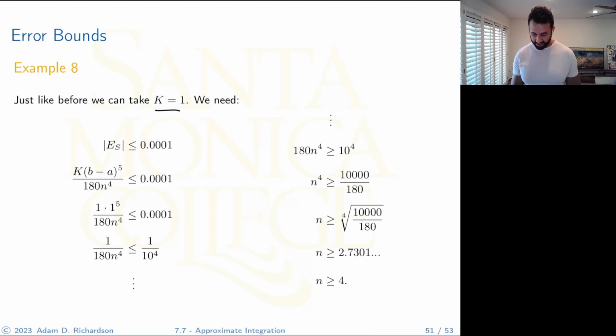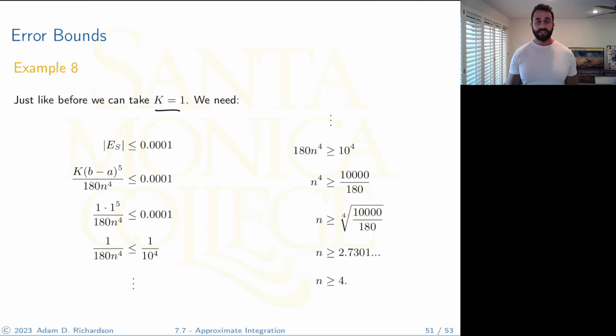Another small note I want to make, the reason that I had to choose n greater than or equal to 4 is because in order to use Simpson's rule, you need n to be even. Remember, you need n to be an even number of subintervals. So we can't choose n equals 3, even though 3 is the next larger integer. We have to choose n equals 4, because that's the only way we can actually use Simpson's rule.